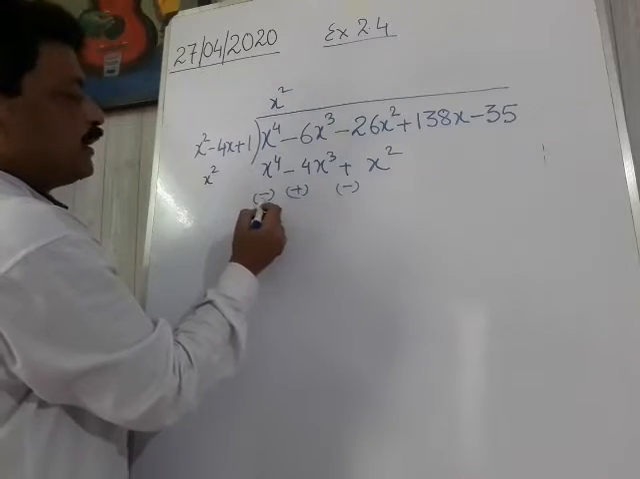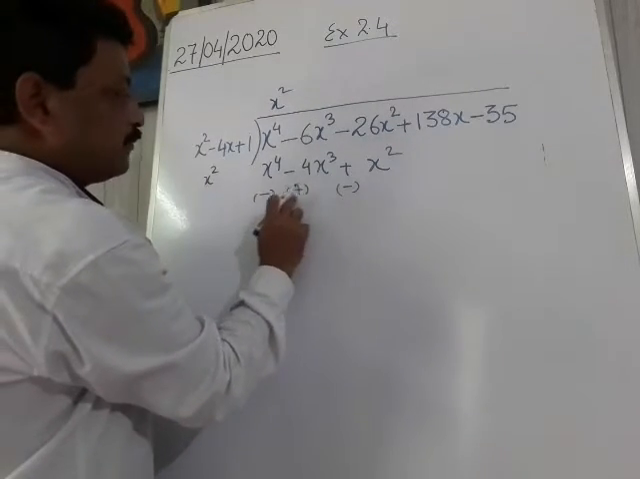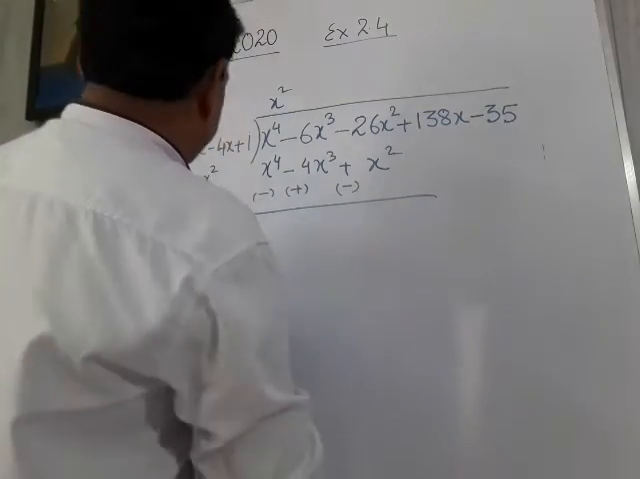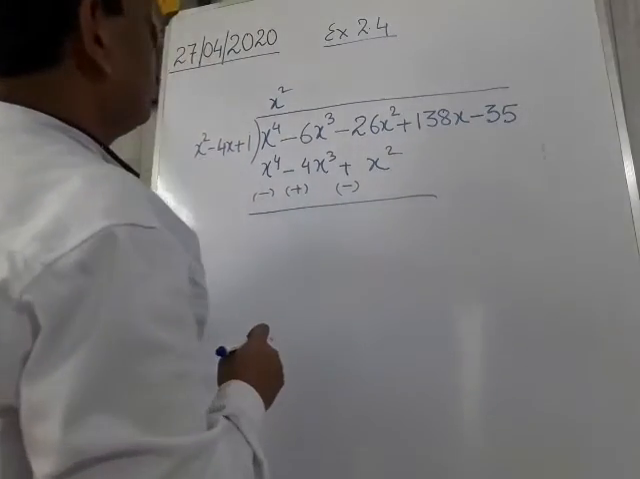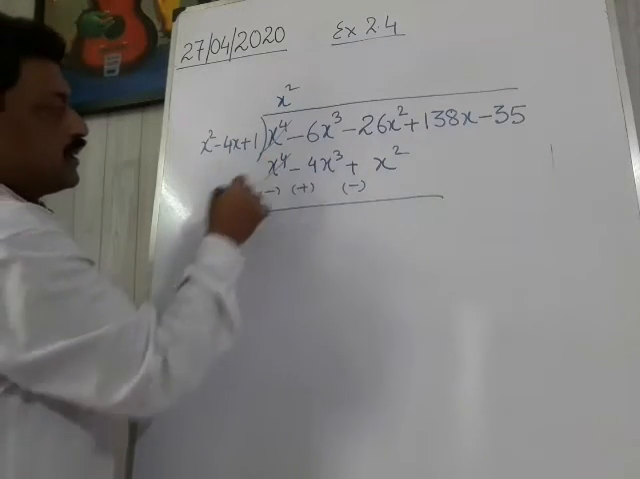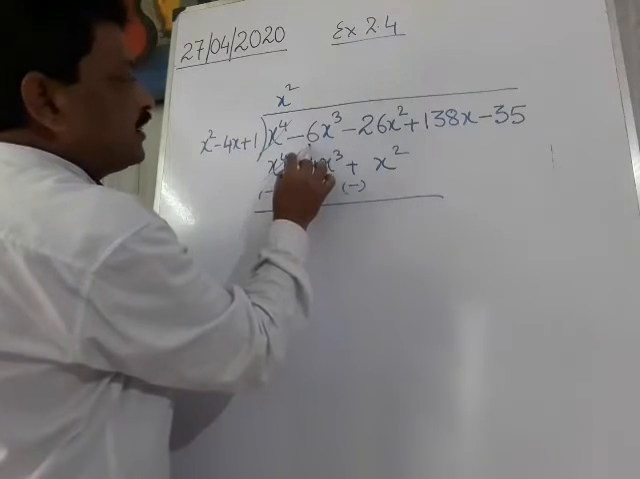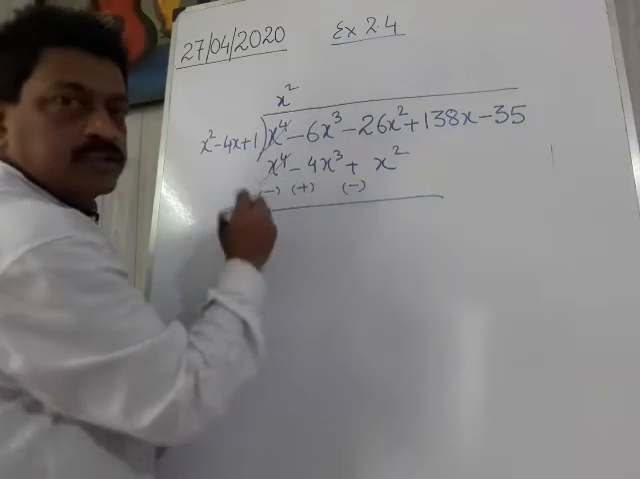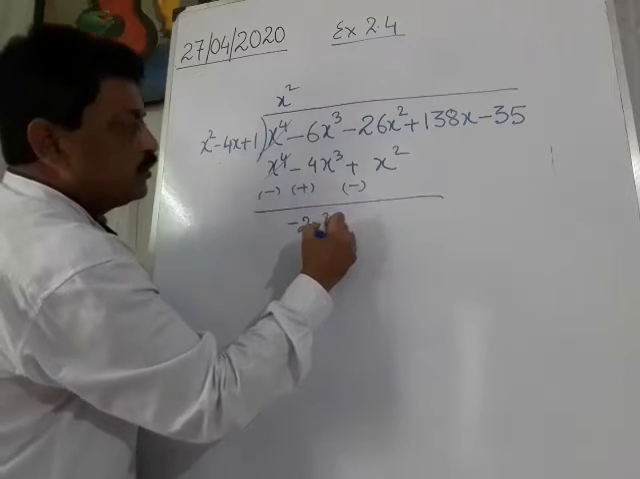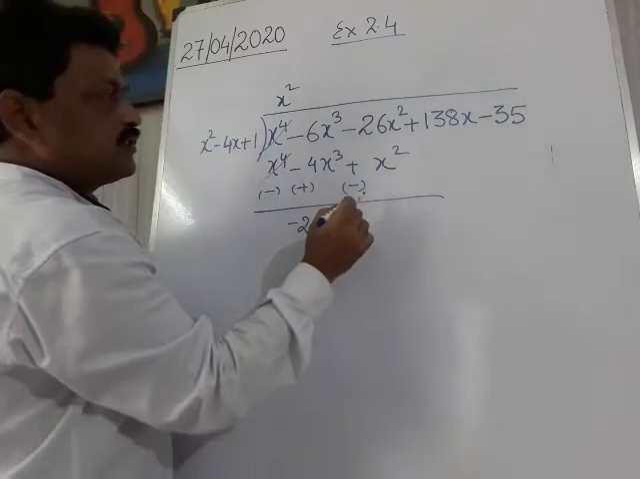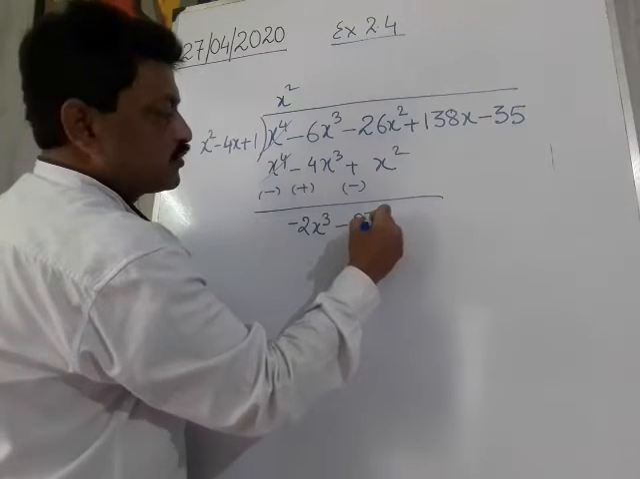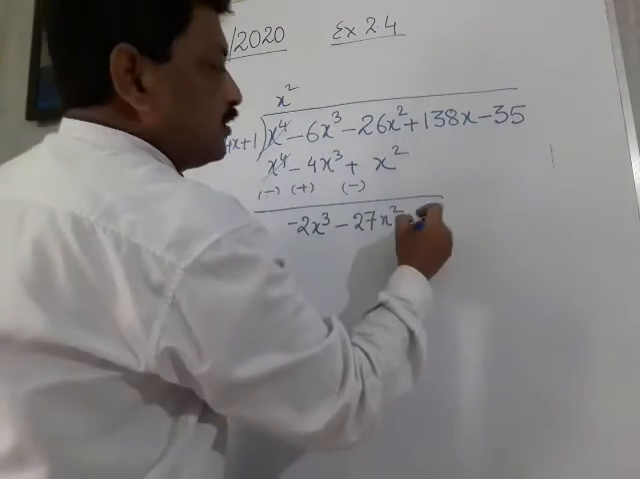This plus will become minus. This minus will become plus. And this plus will become minus. Since both are the same with opposite sign, they are cancelled. This is minus 6x cube and this is plus 4x cube now. It will be minus 2x cube. And minus 26x square, and this is minus x square now, so it will be minus 27x square. The remaining terms will also come down.